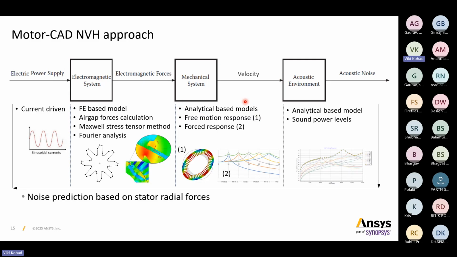Then after the vibrations, the acoustic environment is also there, where you can see the patterns and how the sound power levels are at different speeds. Sometimes at the medium speed region, like 6000 or 7000 rpm, your sound power levels are good, but at higher rpm, like when you go to 12000 or 13000 rpm, your sound power levels are very bad.